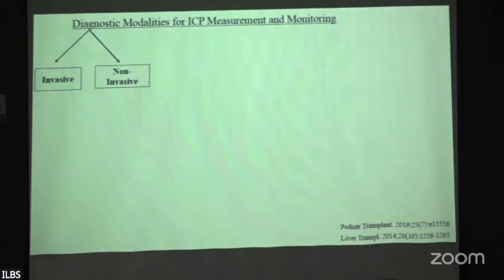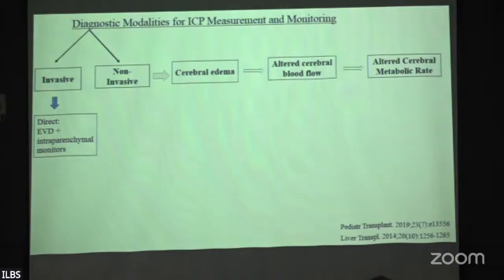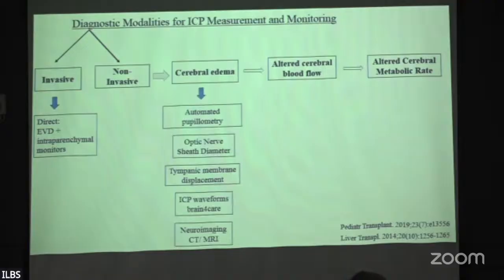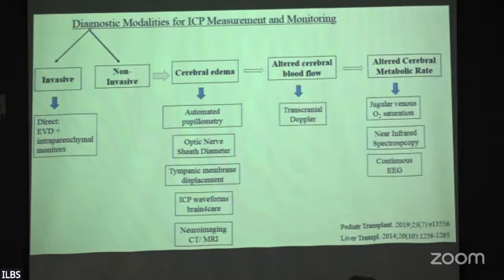Available diagnostic monitors include invasive as well as non-invasive ones. Invasive monitoring uses extraventricular drainage and intraparenchymal monitors. Non-invasive techniques identify raised ICP on the basis of cerebral edema, altered cerebral blood flow, or altered cerebral metabolic rate. The modalities that detect cerebral edema include automated pupillometry, optic nerve sheath diameter, tympanic membrane displacement, ICP waveforms, and neuroimaging. Modalities that detect altered cerebral blood flow include transcranial Doppler, and those that detect altered cerebral metabolic rate include jugular venous saturation, NIRS, and continuous EEG.